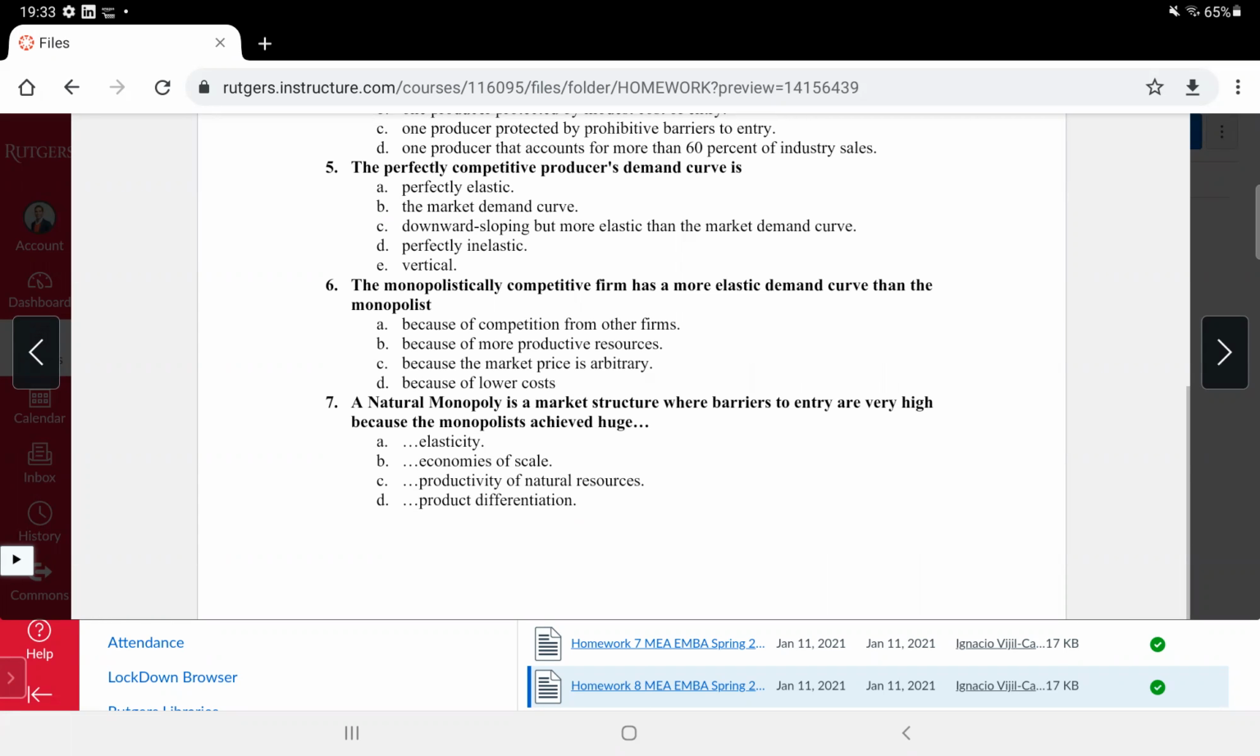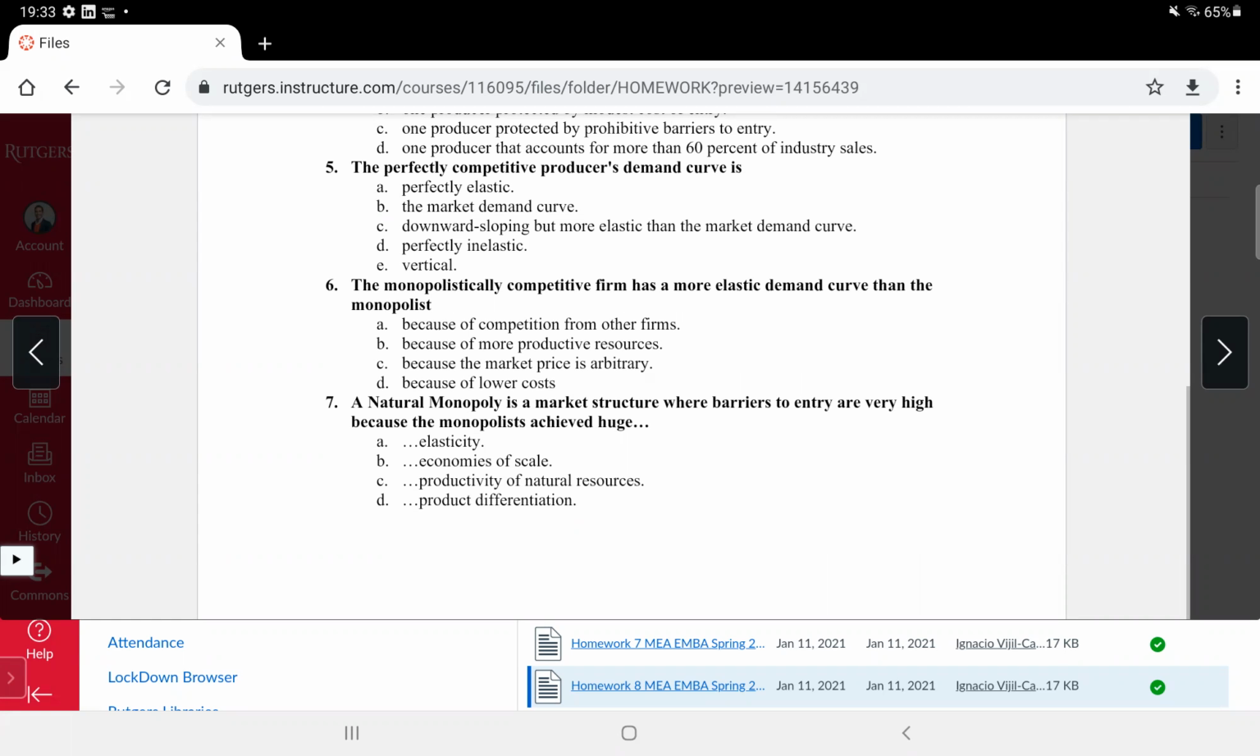Because of more productive resources, it has nothing to do with that. The market price is arbitrary, known, and lower cost. It's nothing to do with that either. So monopolistically competitive firm, we're talking monopolistic competition. We saw that it has a fairly elastic demand because there's plenty of firms competing in that market. So 6A. And then 7, I mentioned this in passing, I think, a natural monopoly.